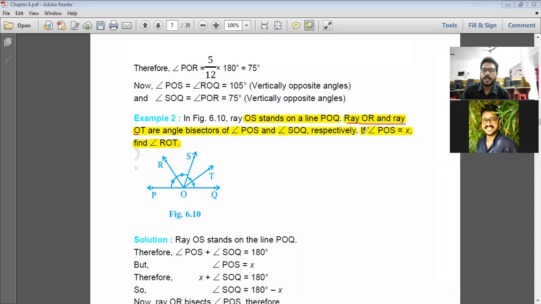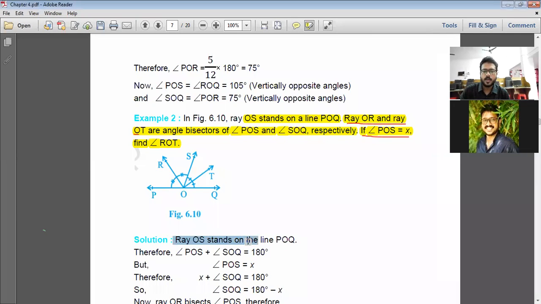Now you are given that angle POS, that is the whole angle, is equal to X. Then find the angle ROT. Okay. Are you all clear with the question? Okay. So now we are going to use the given information to solve the question.